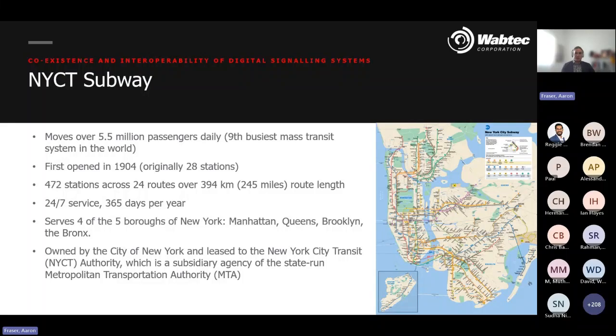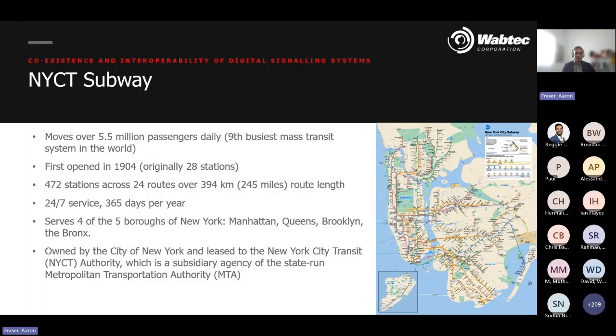It's the 9th busiest rapid transit system in the world and moves around 5.5 million passengers throughout the city on a daily basis. It was opened in 1904 and it is one of the world's oldest public transit systems, which makes upgrading and digitalizing their very old signaling system to a CBTC quite challenging, as we'll talk about in the next few slides.